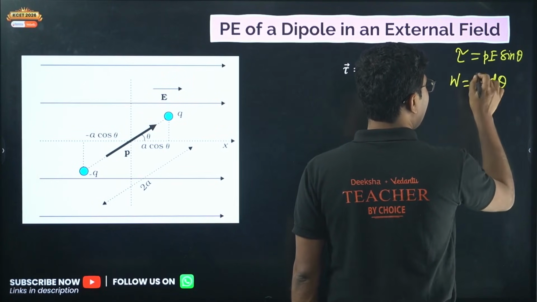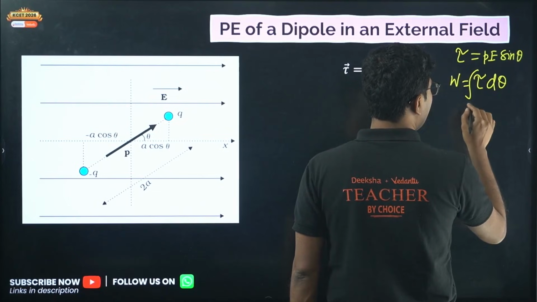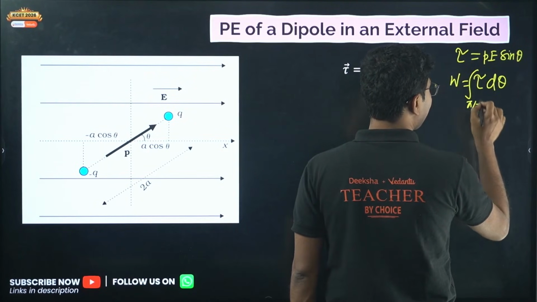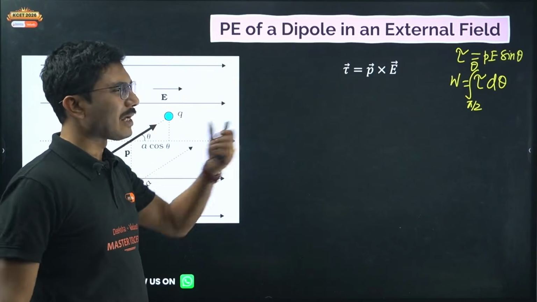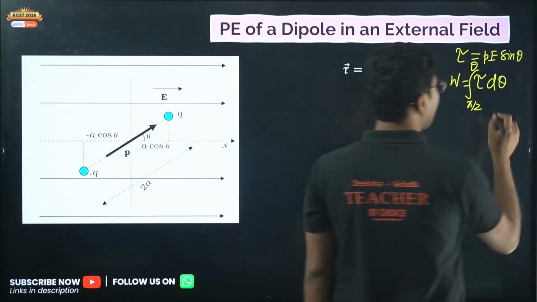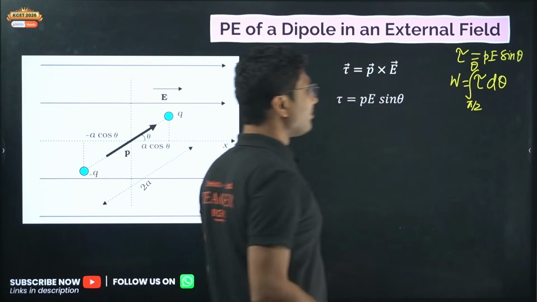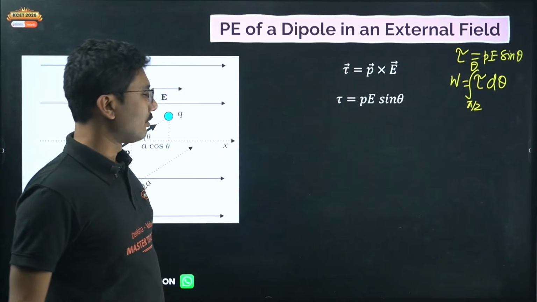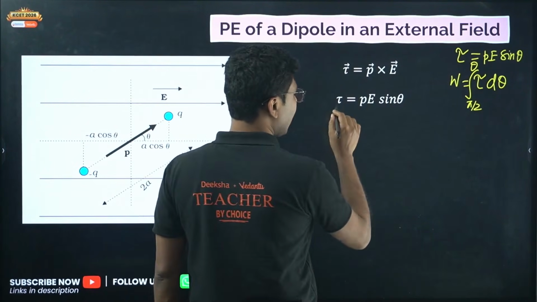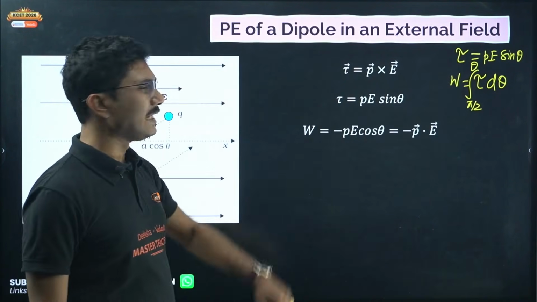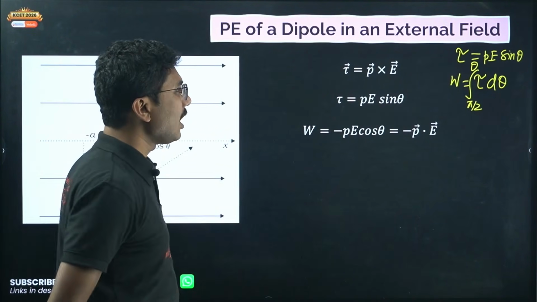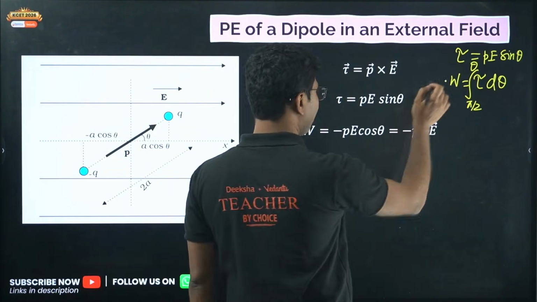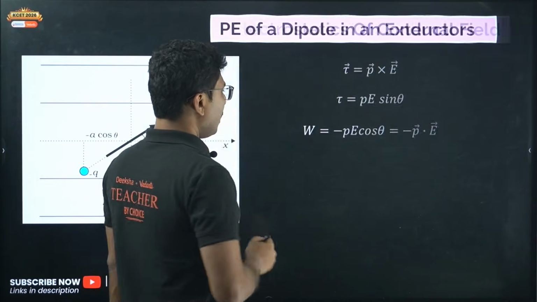Just put it and integrate it over the angle. Starting angle will be 90 degrees and final angle should be some angle theta, because at pi by 2 it becomes 0. So now if you do the integration, you will get the potential energy given by minus PE cos theta. Okay, the potential energy will be given by minus PE cos theta. This can be directly calculated from this.